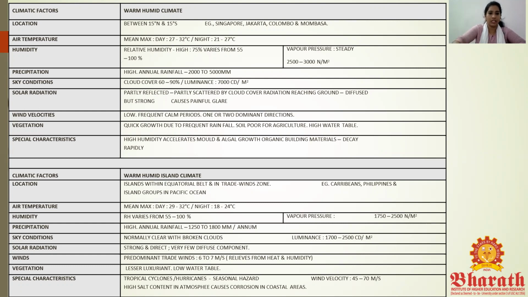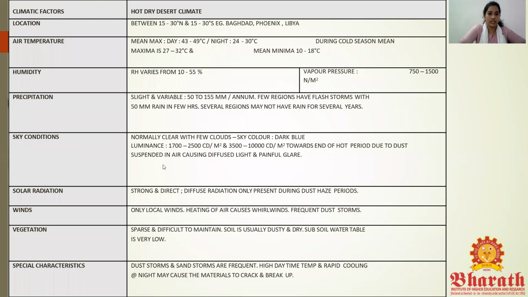So you have your warm and humid climate, and the major factors with special characteristics. You have a very high salt content in the atmosphere due to the coastal areas, and it causes corrosion in your buildings, nearby spaces, and the materials close by. In your hot and dry climate, you see the sun, dust and sandstorms. Because of drastic temperature differences, your buildings may expand and contract, which may result in your materials cracking and breaking up.